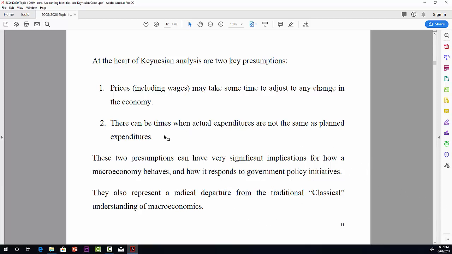Also, another key presumption is that there can be times when actual expenditures in the economy are not the same as the planned expenditures. So these two presumptions, as we'll see, can have really significant impact on how an economy behaves and how it responds when the government tries to do things with policy initiatives. And we'll also see that this is a really radical departure from what existed before Keynes's time, what's known as the classical understanding of macroeconomics. So we will spend some time in this course looking at what's known as the classical model as a contrast to the Keynesian model.